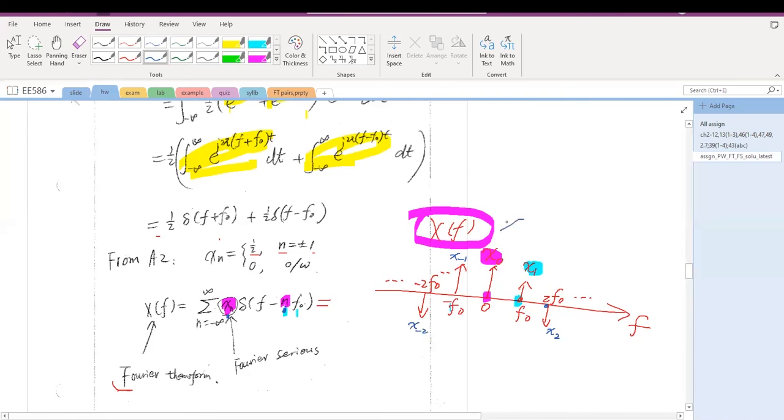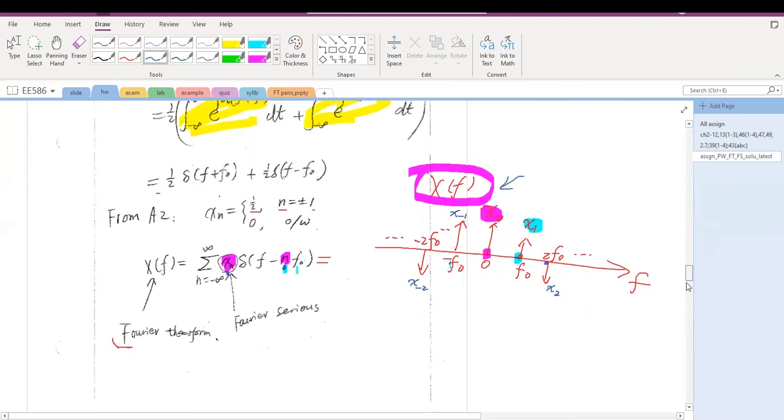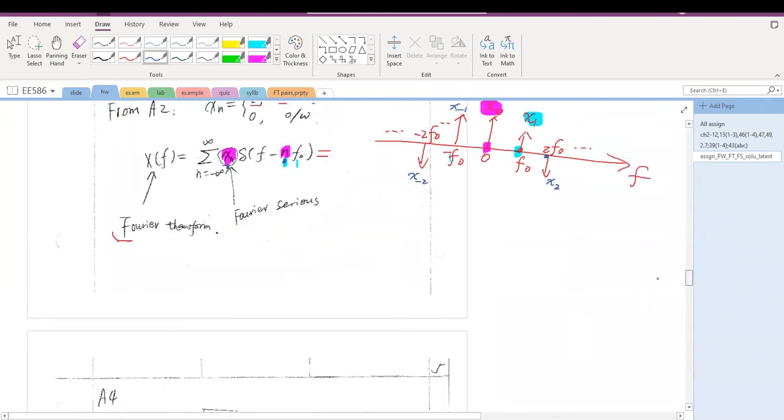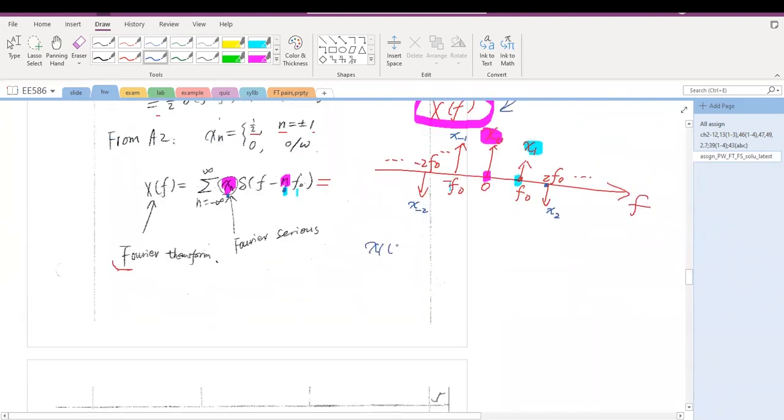This is a general case. For a cosine signal, x of t equals cosine 2 pi f naught t, we only have this. This is the x1 Fourier coefficient. This is the x minus 1 Fourier coefficient.